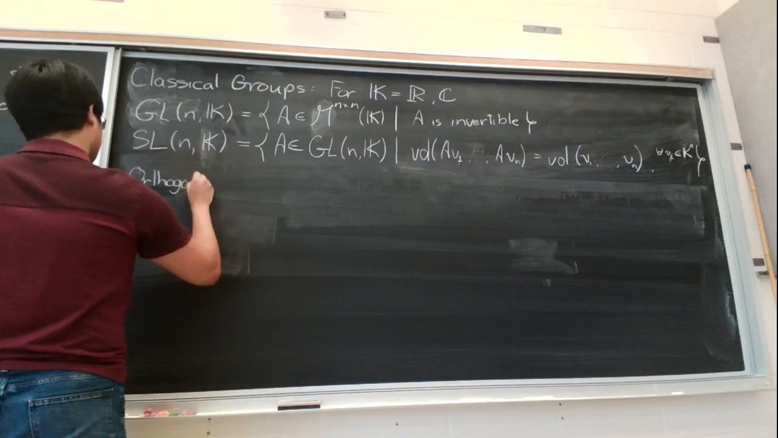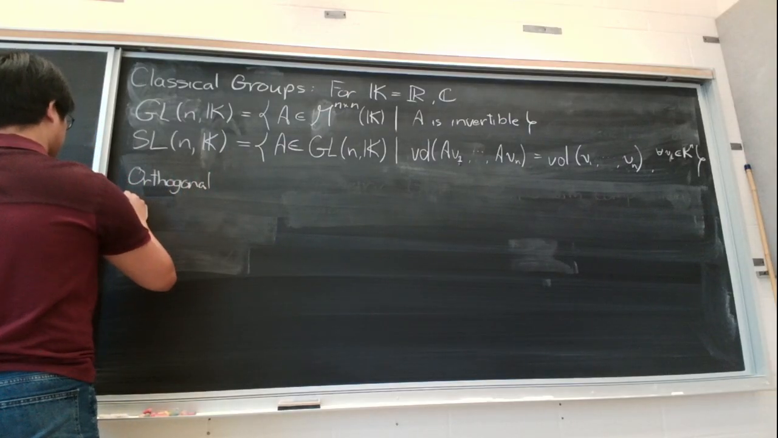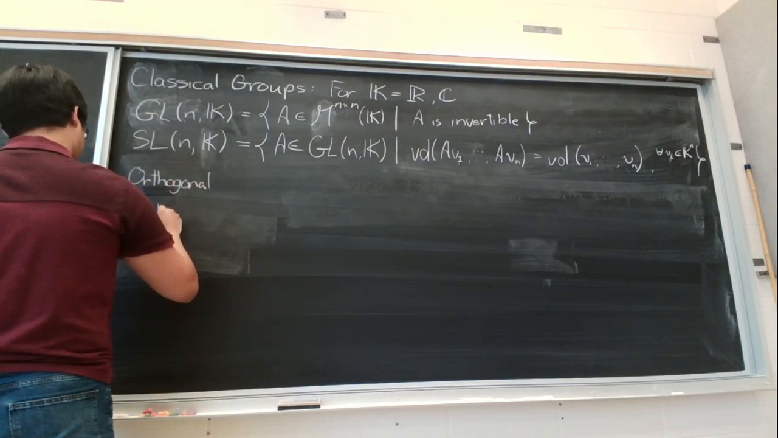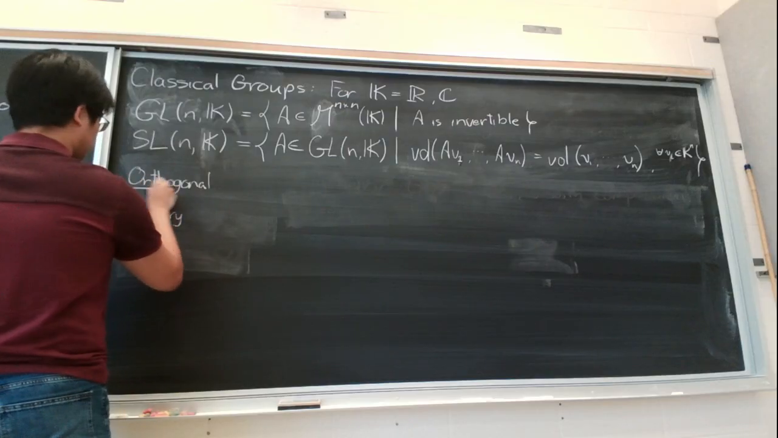So SL_n is all the invertible linear transformations which preserve the volume.